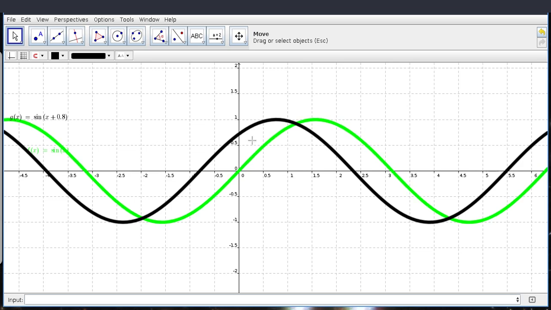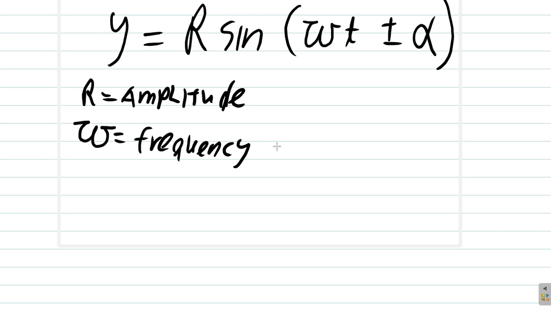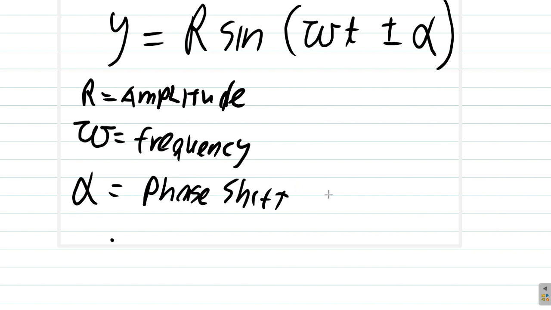Something like that, alright? So, what you see is when it says sine open bracket x plus or minus alpha, then alpha is the phase shift, where a minus alpha would move the graph to the right, and a plus alpha moves the graph to the left. Alright, so that's what we have.